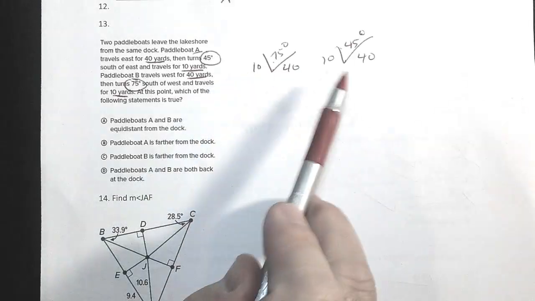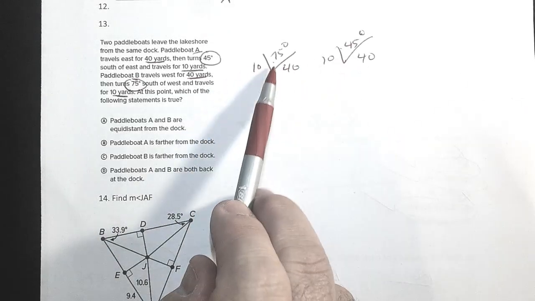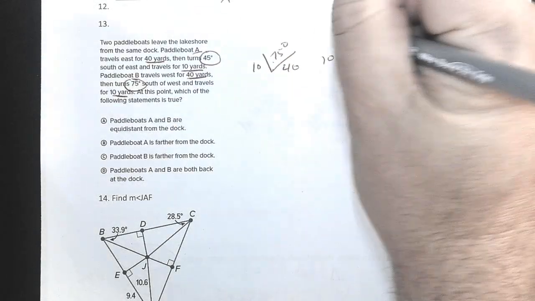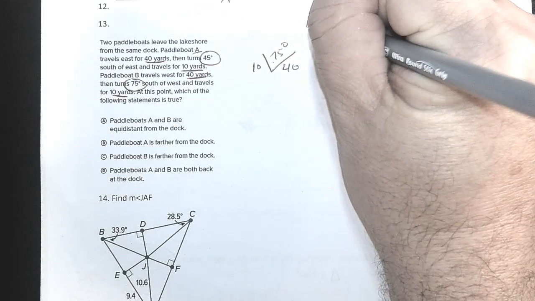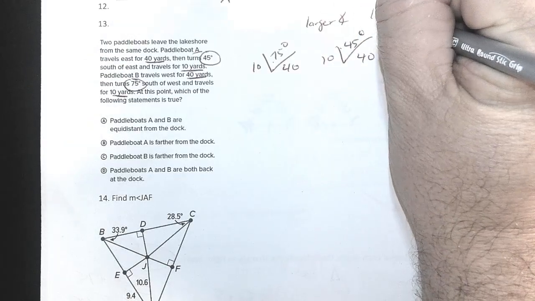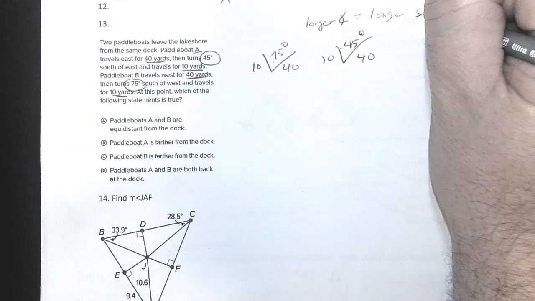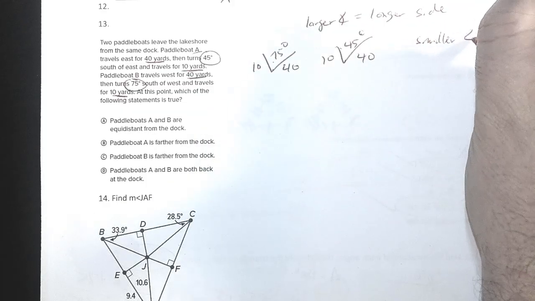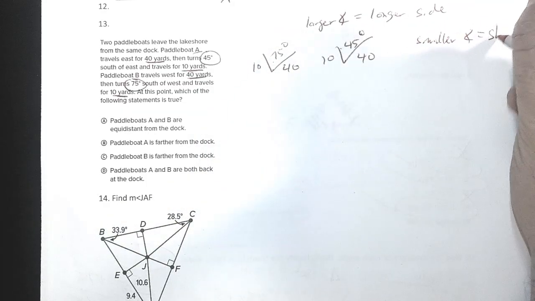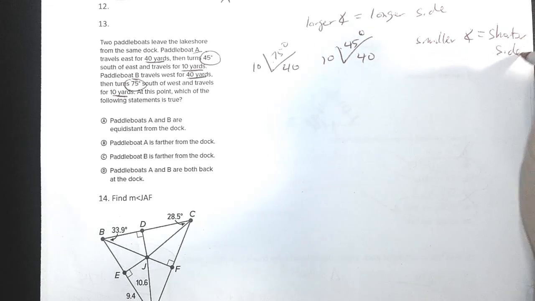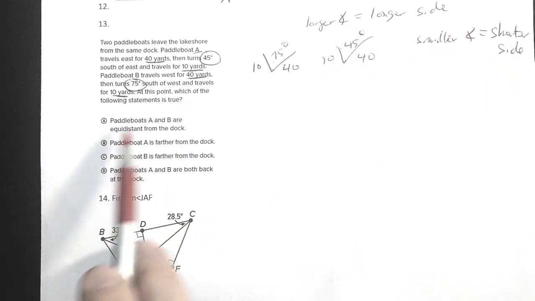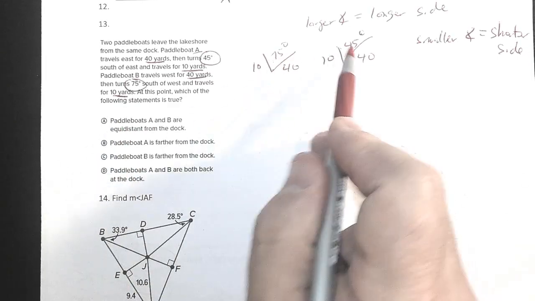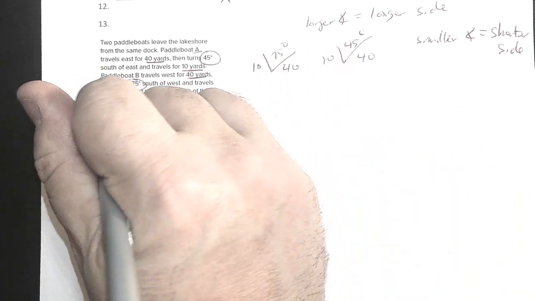We learned that when two triangles have two congruent sides, the included angle, the bigger the angle, the bigger the side. So we'll just say larger angle equals longer side, and also smaller angle equals shorter side. Okay, so they're asking which statements are true. Okay, A says that they're equidistant. Well, if they were equidistant, those angles would be the same. So that's a no.